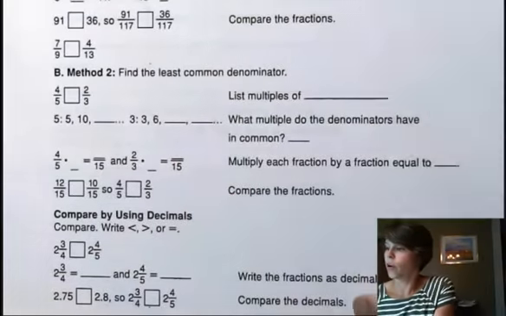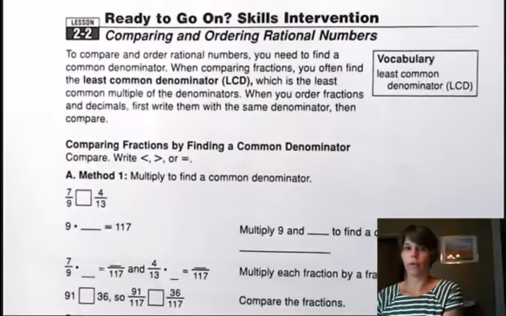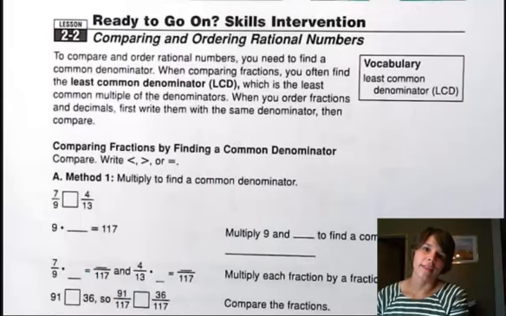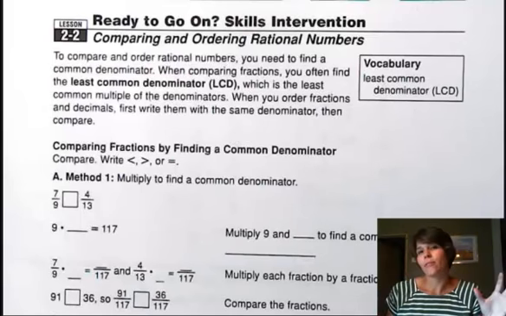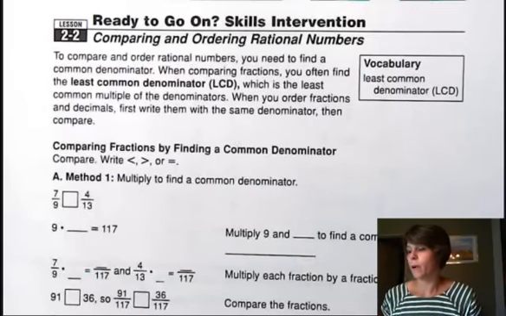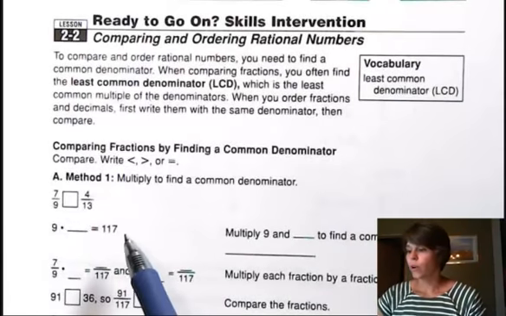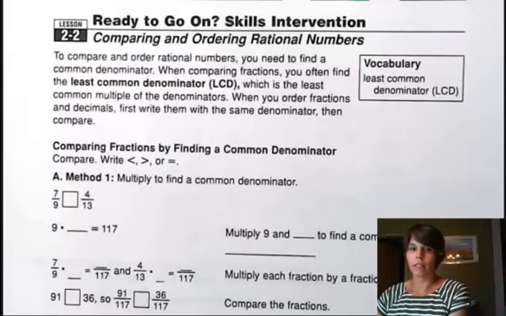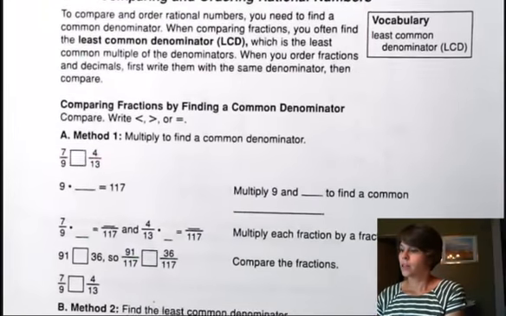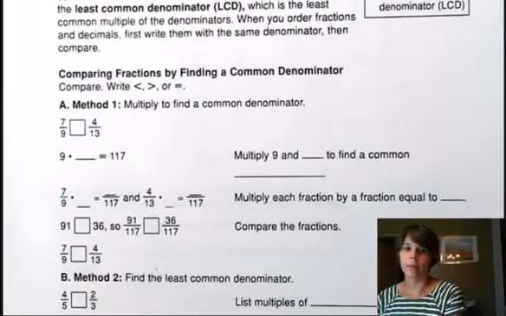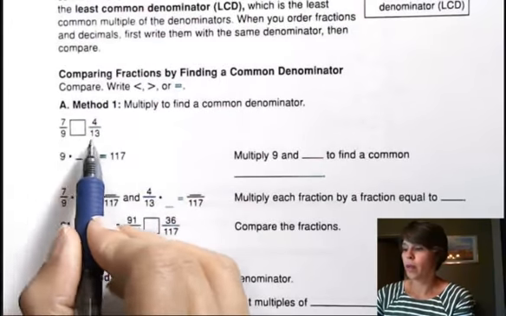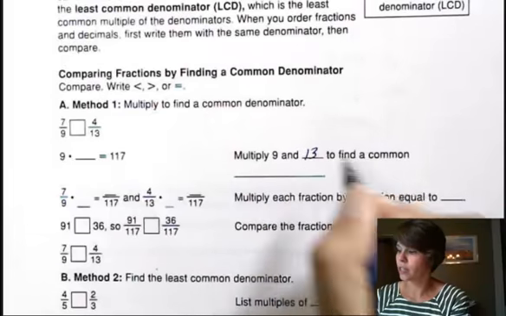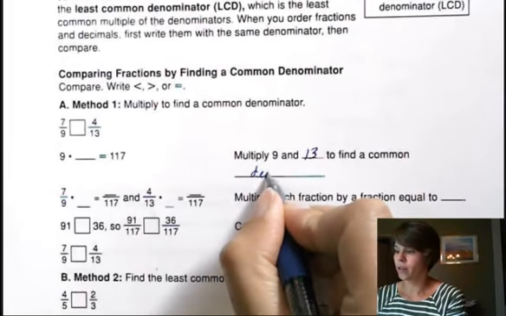We run into problems, however, if you turn your paper over, when our fractions are a little bit closer together and they're not spread out to hit those benchmarks far apart. So we're going to learn a couple different methods. Method 1 is to multiply to find a common denominator. So the first way to find a common denominator is just to multiply your two denominators together. So I'm going to multiply 9 and 13 to find a common denominator.